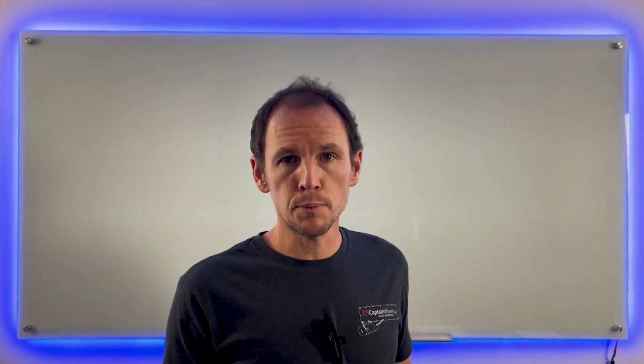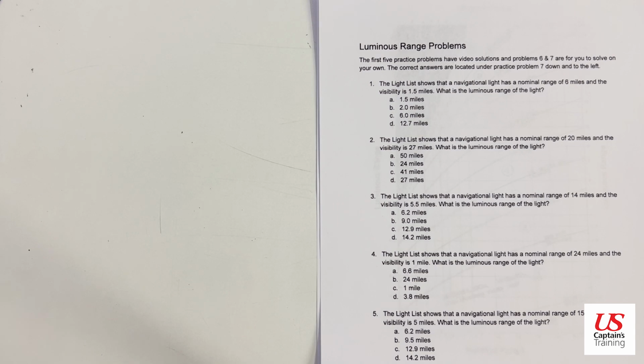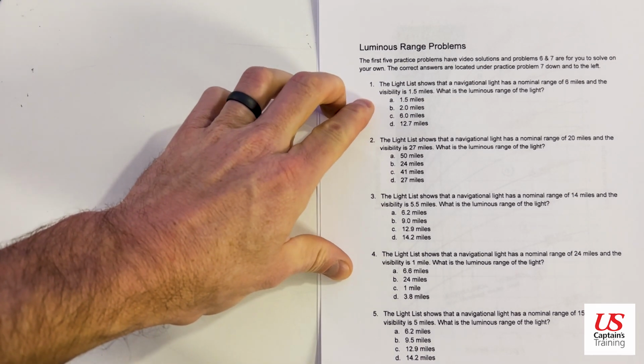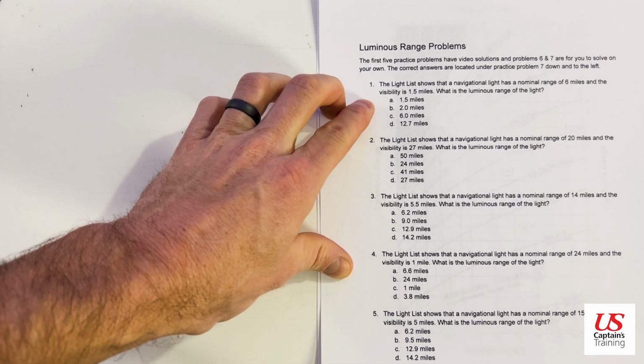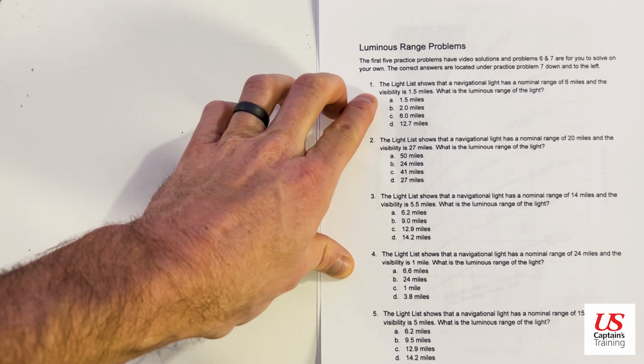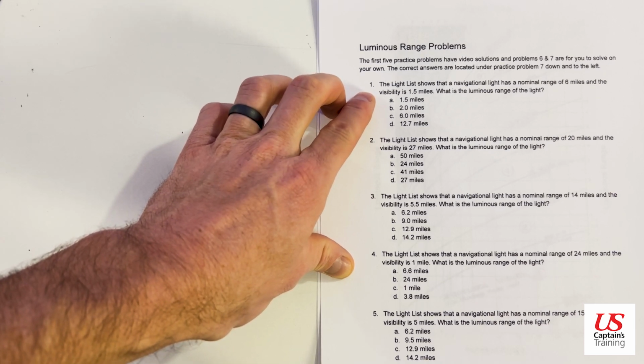Luminous range, practice problem 1. Let's go. Practice problem 1 reads, the light list shows the light has a nominal range of 6 miles and a visibility of 1.5 miles. What is the luminous range?